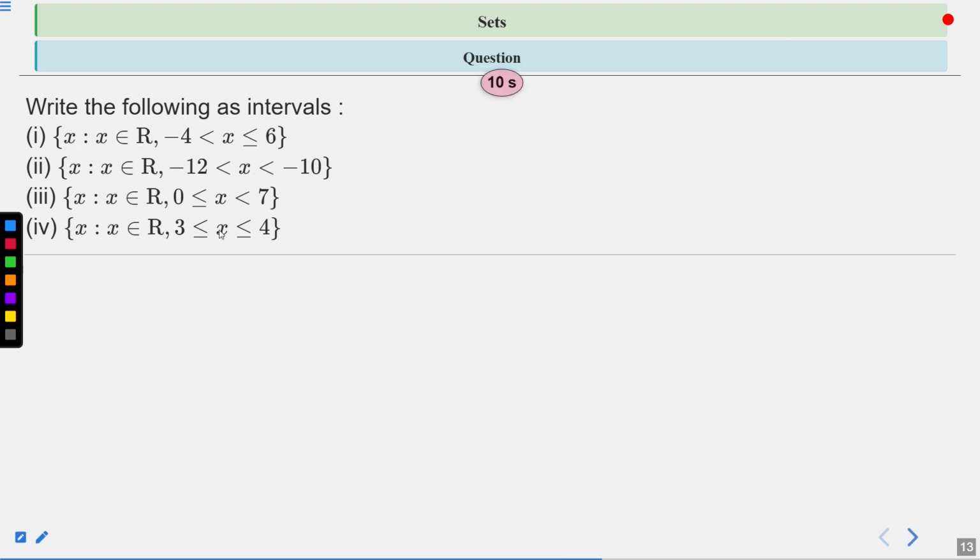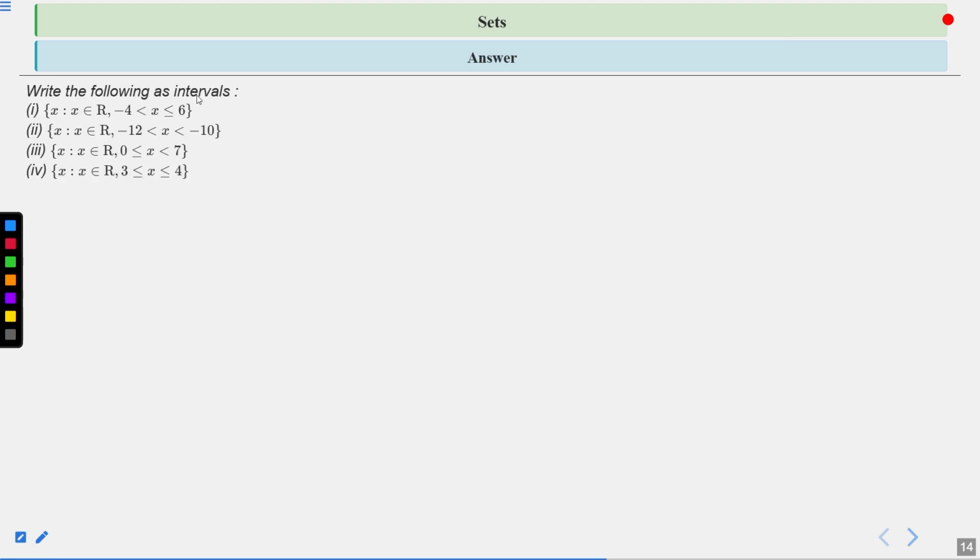You'll have some seconds to try this problem, then afterwards we will move on to the solution slide. So your time starts now. The time is up. So very simple, just write the intervals for these 4 parts. Solution.